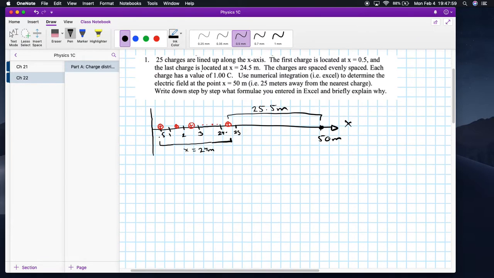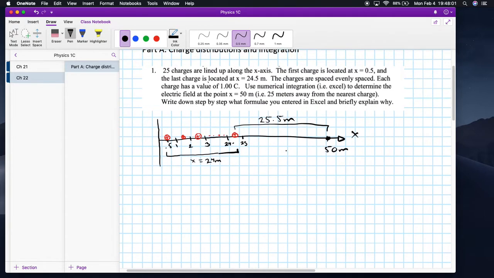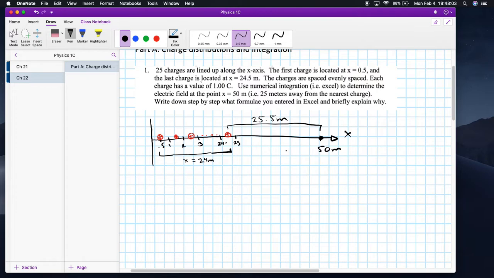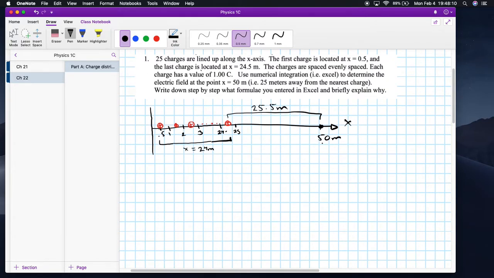And the first thing we need to understand is how do we find the magnitude of the electric field from one point to the test point? And the way we find that is by using the equation, let me go ahead and use a better pen, that E is equal to K times the charge Q over R squared.